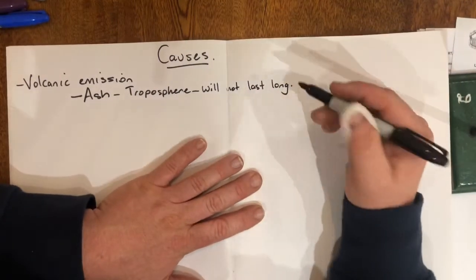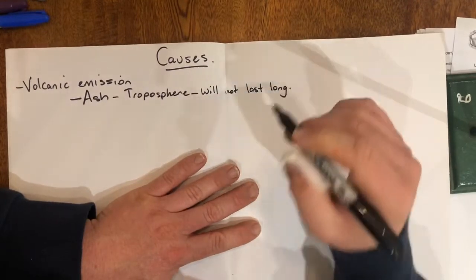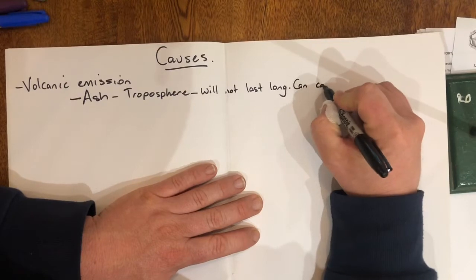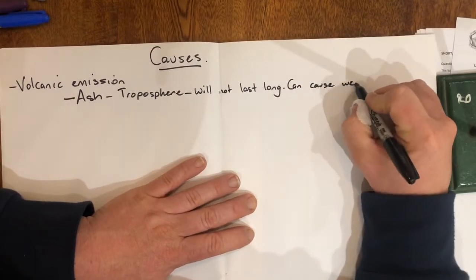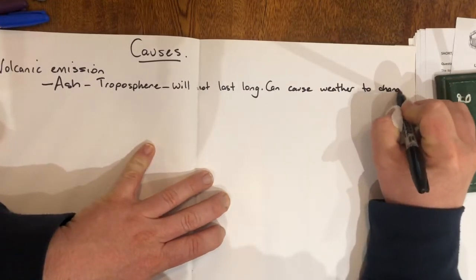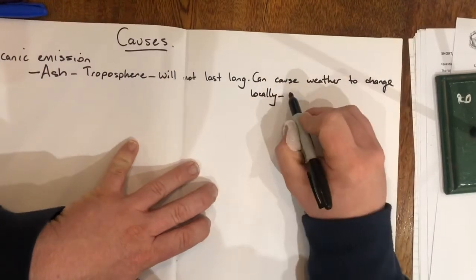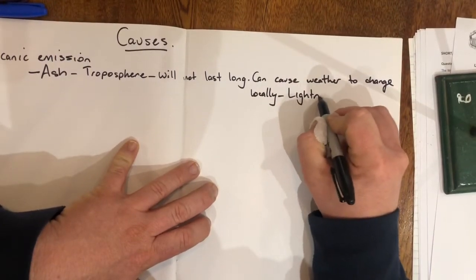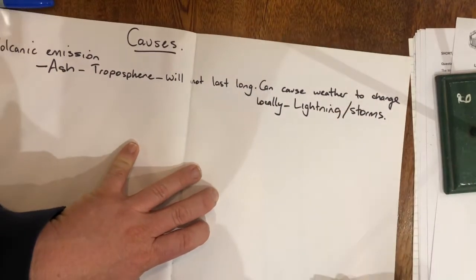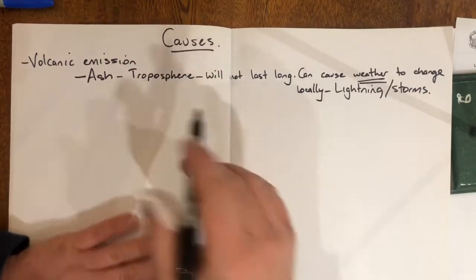Ash will actually cause some lightning and some storm activity, but that's all localized and it's very much weather. So it can cause weather to change locally, lightning and storms. But that is weather and it's not climate.